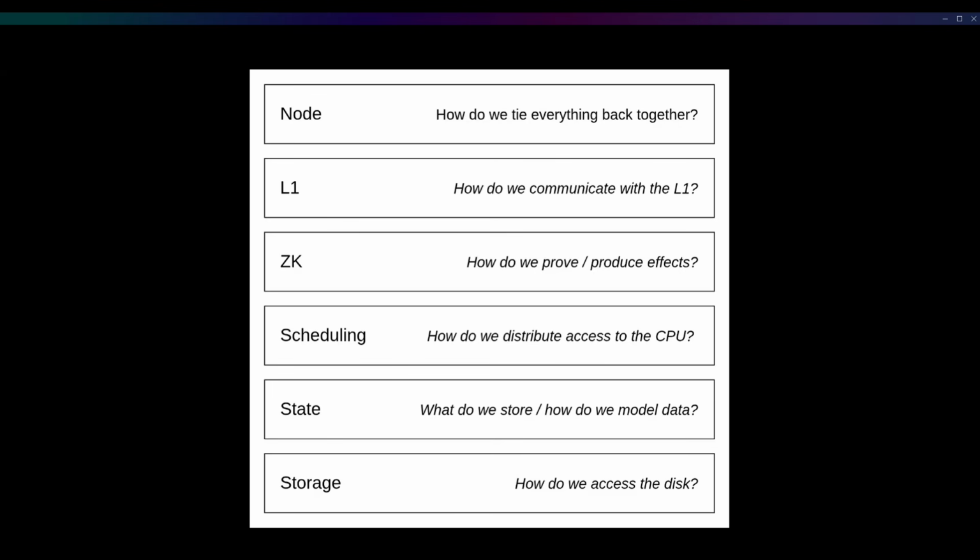So I'm just going to repeat what I said before. We're going to talk today about the high-level architectural decisions of the vProgs framework, how everything is structured.